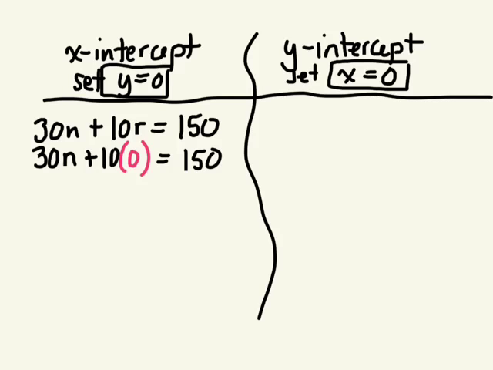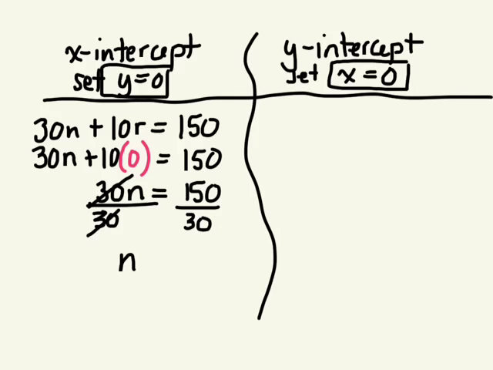What's 10 times 0? So that's gone. We have 30n equals 150. How do I isolate for n? Divide both sides by 30. This cancels out. N is equal to what? What's 150 divided by 30? 5. That's my x-intercept. It hits the x-axis at 5.